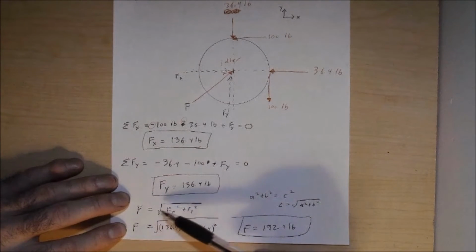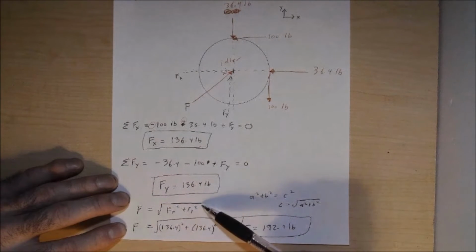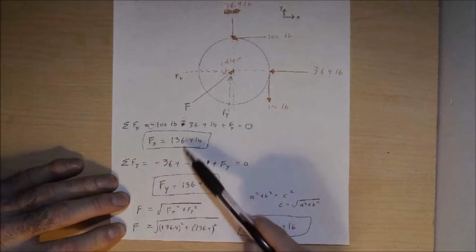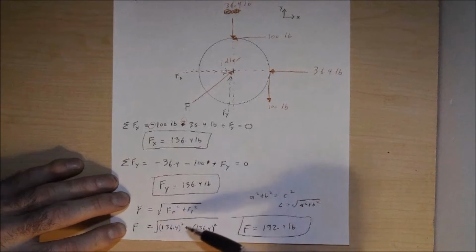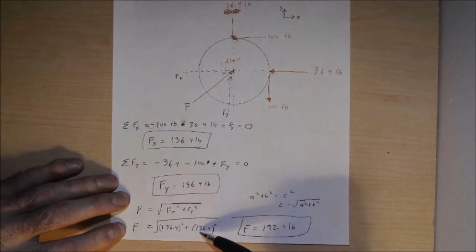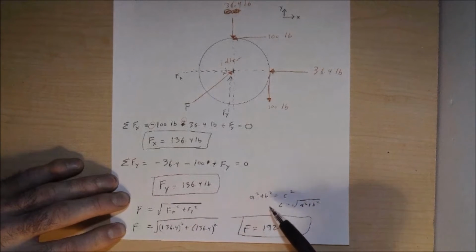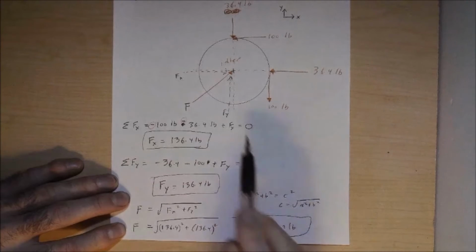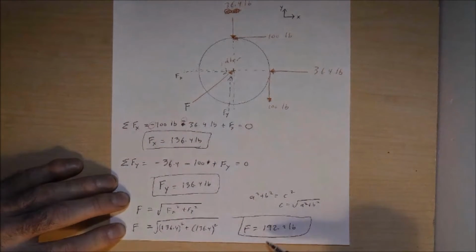Plug in our values. F is equal to the square root of f of x squared plus f of y squared. Plug in our known values for f of x and f of y. So f is equal to the square root of 136.4 squared plus 136.4 squared. Do out the math. So our force here for our support at the center shaft of our idler is 192.9 pounds.